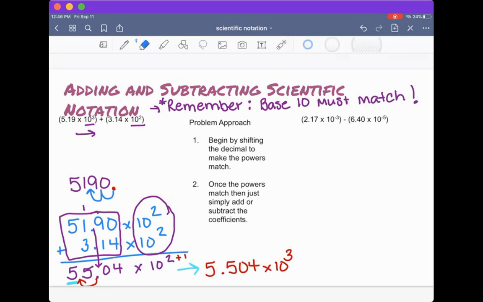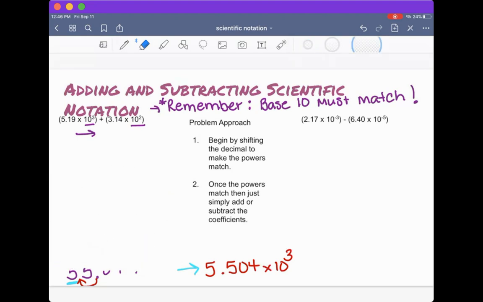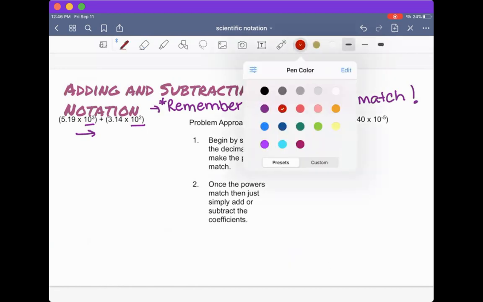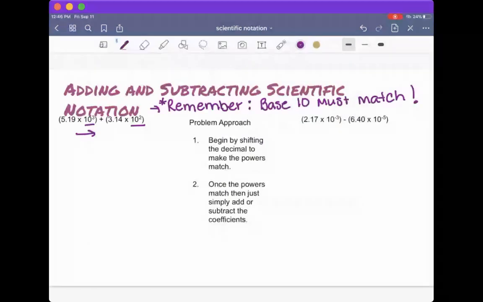All right, let's take a look and see what it would look like if we're going to do some subtraction. Now with subtraction, we're going to approach it the exact same way. Everything's the same. So here you can see I have a base 10 of minus 3 and a base 10 of minus 5. It doesn't matter which one you pick. I am going to pick this one just because it is the first one.